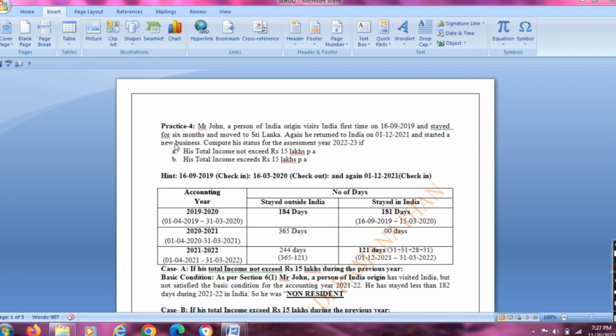2022-23 in case A if his total income does not exceed 15 lakhs per annum, and case B if his total income exceeds 15 lakhs per annum. So shall we go for the workings?